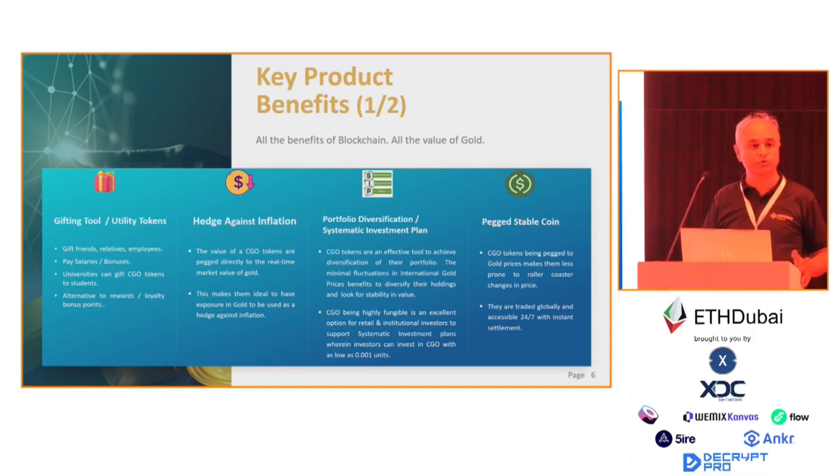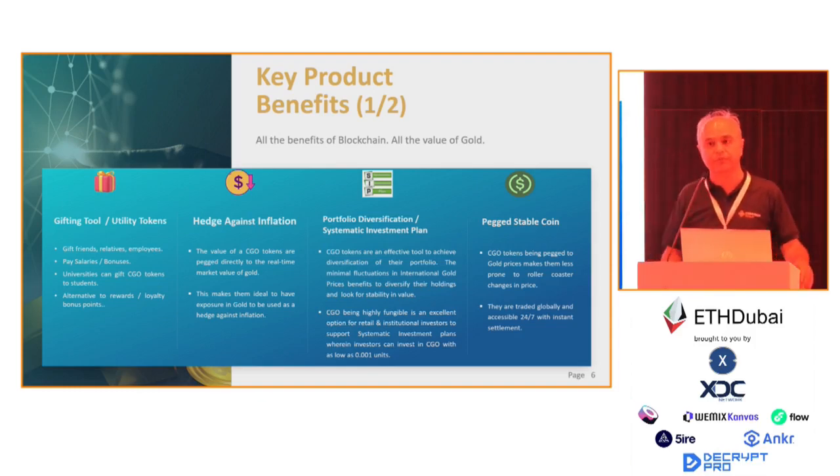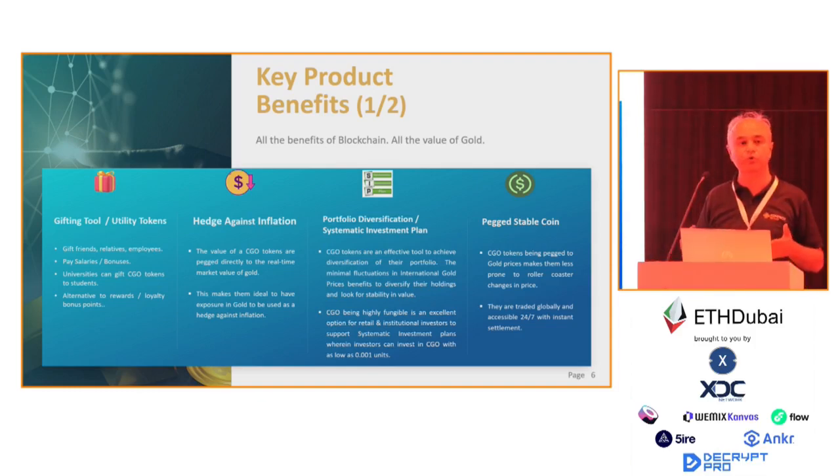Then it can be used for portfolio diversification, where you can use it to hedge your current portfolio, because as you see in this current inflation market, the prices of other commodities are going higher and higher. It is a very much pegged stable coin because it is backed by 100% physical gold.